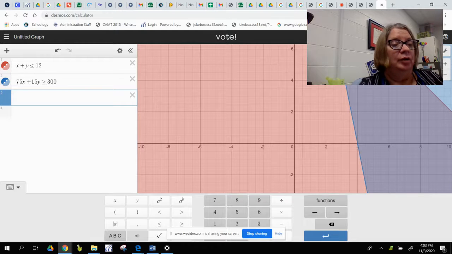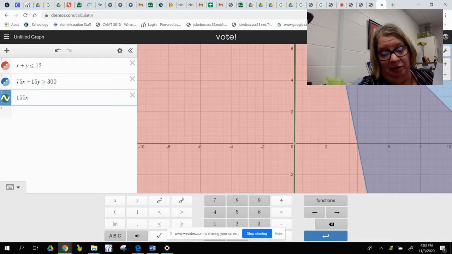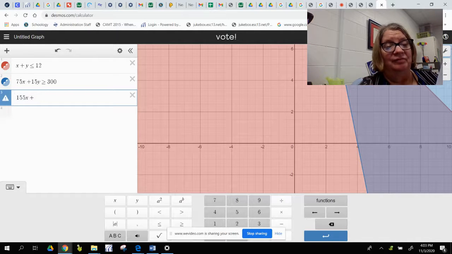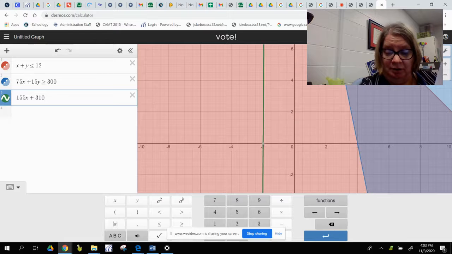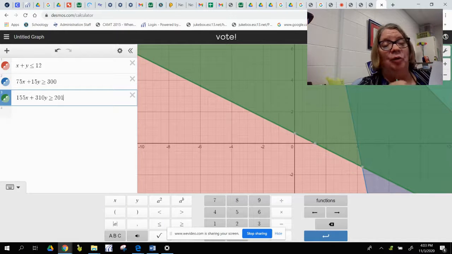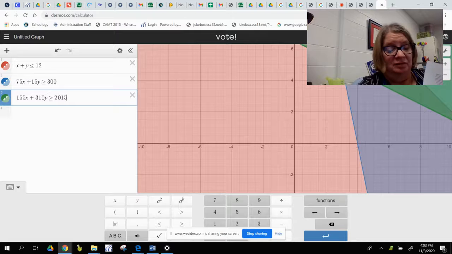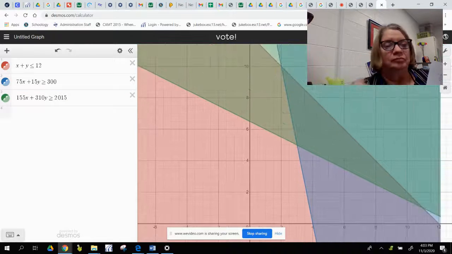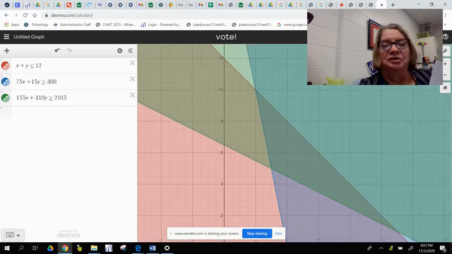And then we have one more inequality that deals with the number of calories. Power bar had 155. So 155X means 155 calories for each power bar, plus 310 calories for each mini meal. And each soldier has to have at least, which means they can have more, but they can't have less, 2,015 calories. So there's our system of inequalities.